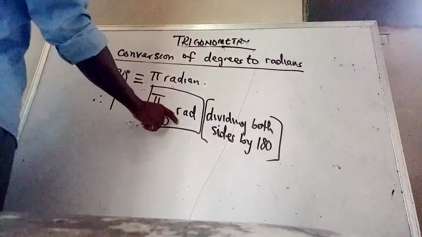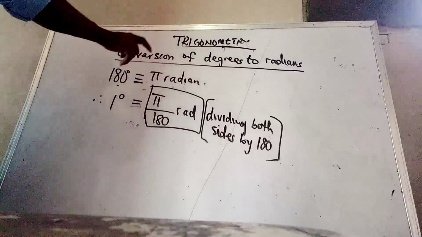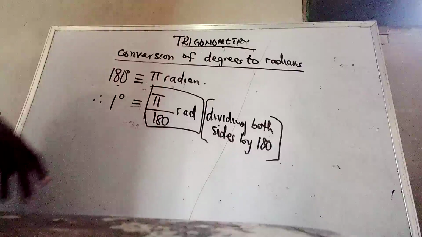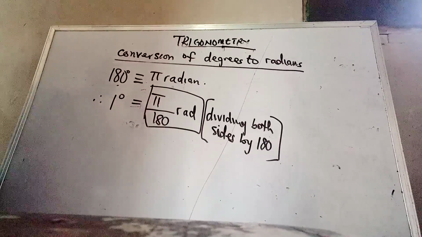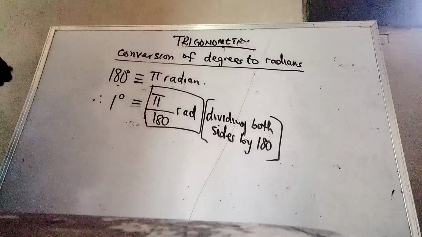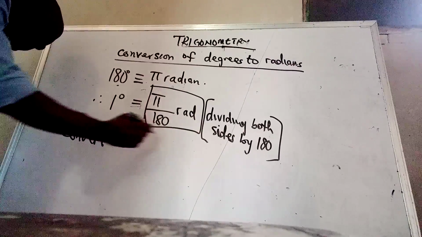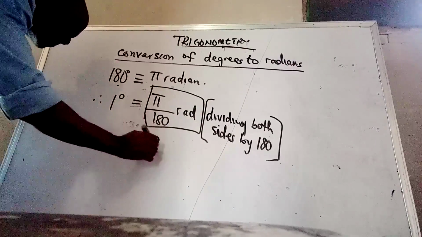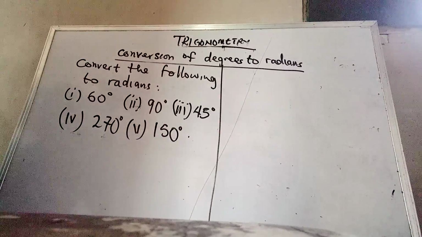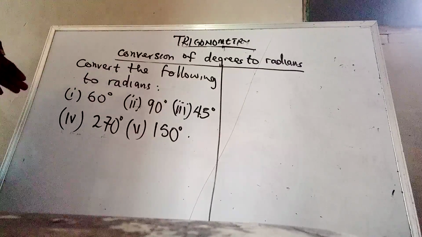So if you take note of this, using this to multiply any given angle in degree, we take that angle to radian. So for example, I'm going to pick some angles in degree that I will convert to radians. Now, let us go. Convert the following. Now, I want to convert the following angles in degrees to radians.